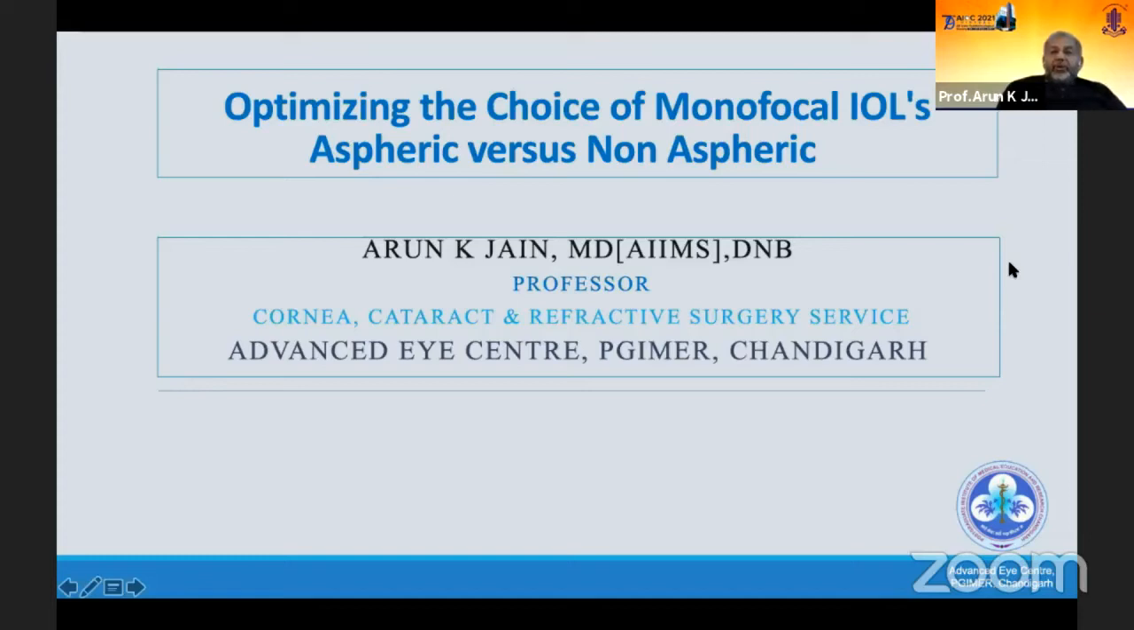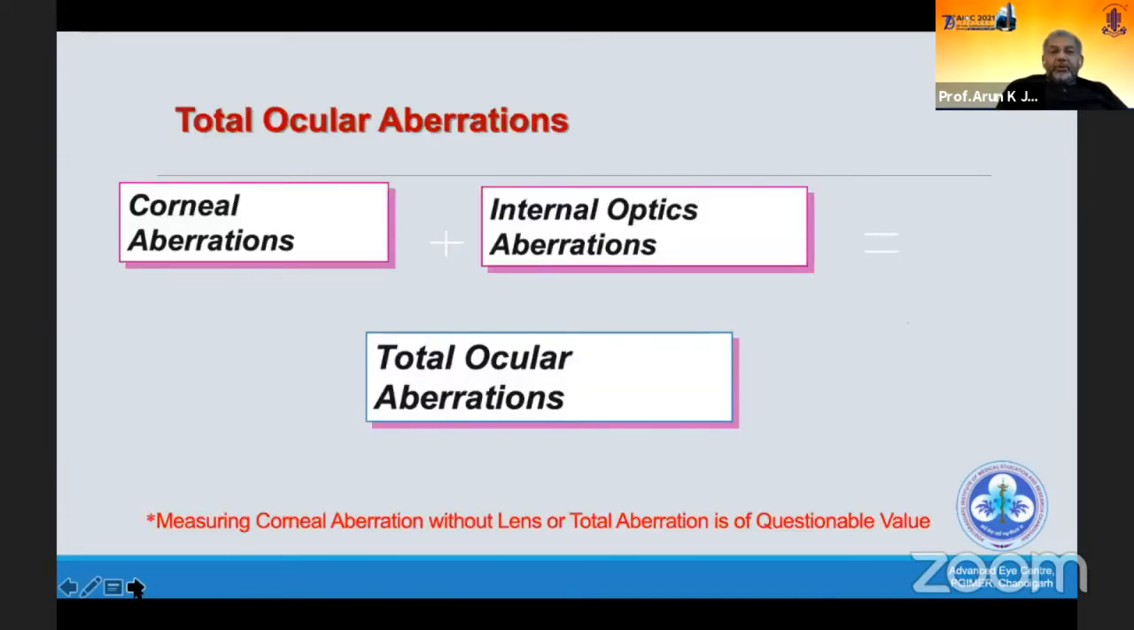So how to optimize the choice of monofocal IOLs? Basically, aspheric versus non-aspheric IOLs. Okay, as we all know, in the total eye aberration, we have corneal and internal aberration, and measuring just corneal aberration without lens or total aberration is of questionable value.